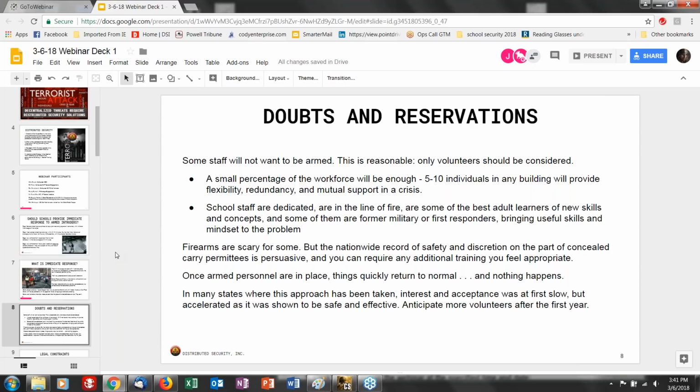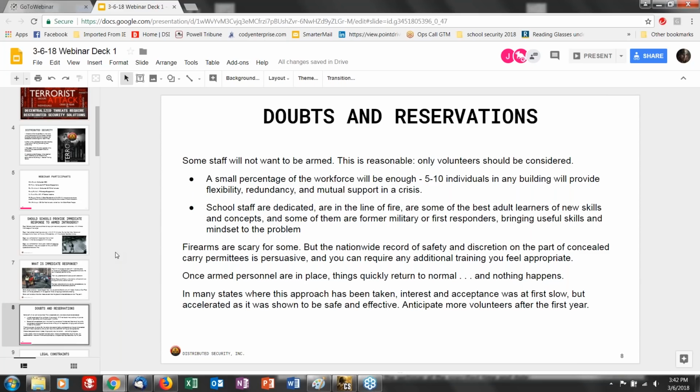Why do they work? Well, they work because school staff are dedicated. They're highly motivated because in the event of an incident, they're going to be directly in the line of fire. And they are some of the best adult learners of new skills and concepts. The whole subject of firearms and introducing firearms into an environment like a school is very scary for some people. But nationwide, there's a record of safety and discretion on the part of concealed carry permittees that is very, very persuasive. They are the most law-abiding subset of the United States population.